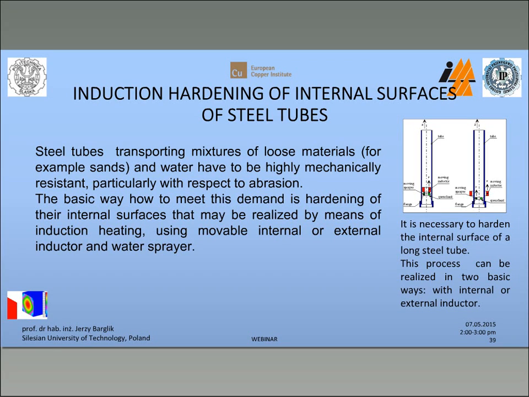And now I would like to describe a few examples of practical cases of induction surface hardening. The first one, I think, is an interesting one because it means induction hardening of internal surfaces of steel tubes. We are in Poland, we have a lot of underground hard coal mines. So there is the problem of steel tube production for transportation of a mixture of loose materials, a mixture of sand and water, in order to have high mechanical resistance with respect to abrasion. And it could, of course, be done in two different ways.